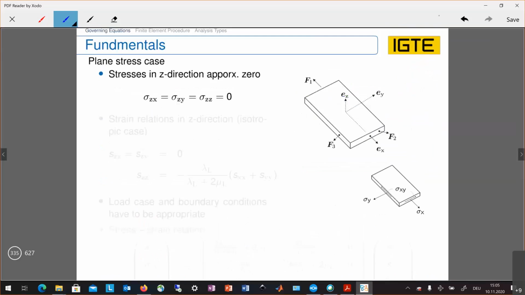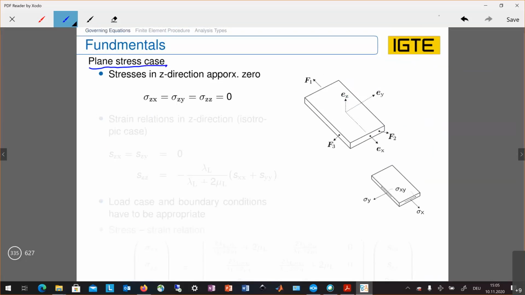However, we can also have a 2D plane case, which we call the plane stress case, instead of a plane strain case. And in the plane stress case, as you can see here, the stresses do not depend on the z coordinate. As we are, for example, looking here, the z coordinate now is in the thickness direction of your structure, which means the two shear stresses and the normal stress sigma zz are equal to 0.